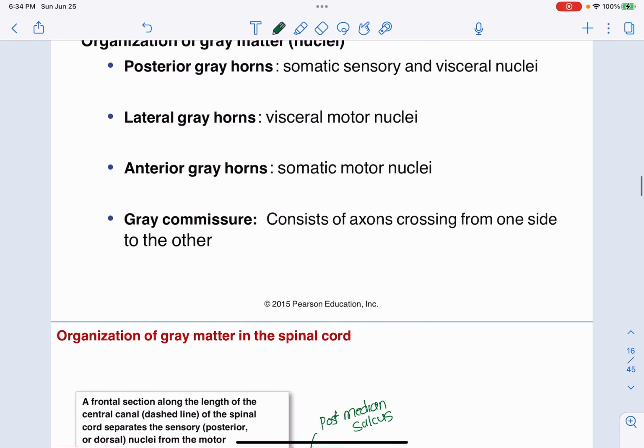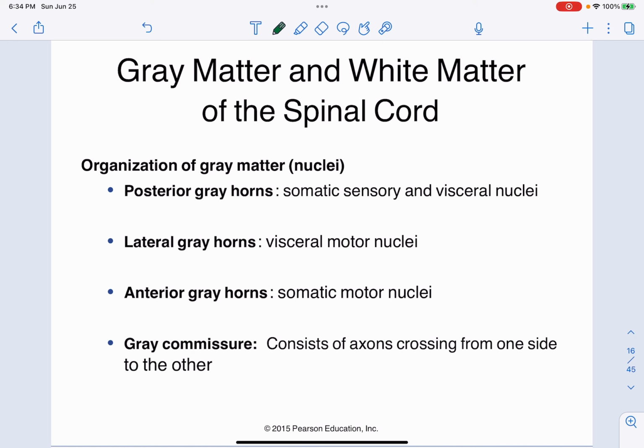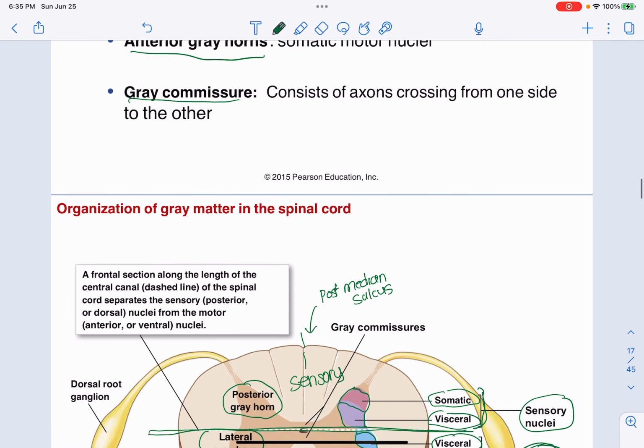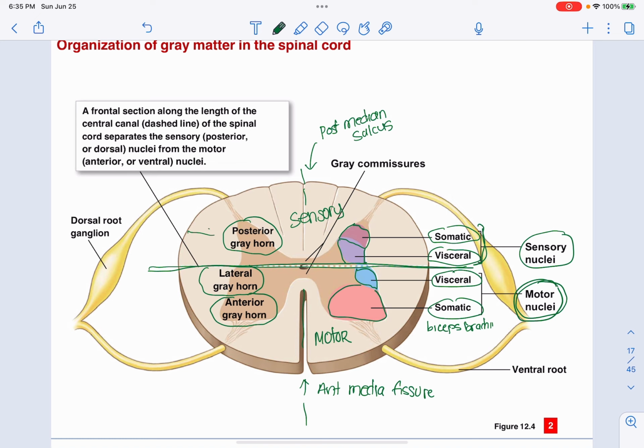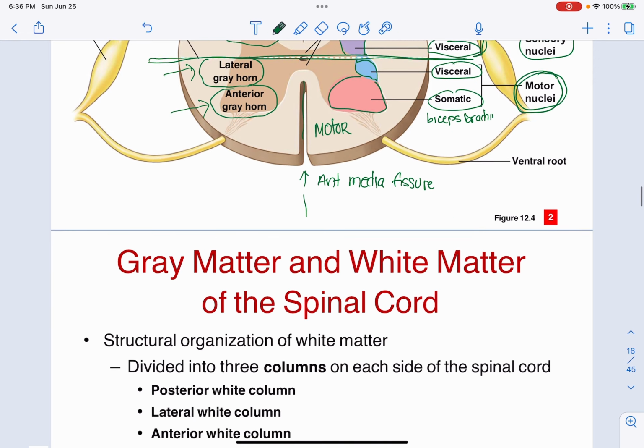So let's take a look back at this slide, and this slide summarizes where those nuclei are located, and it's showing you the organization of gray matter. So the posterior gray horn contains somatic sensory and visceral nuclei. The lateral gray horn contains visceral motor nuclei. The anterior gray horn contains somatic motor nuclei. And then the gray commissure allows communication back and forth from one side to the other. And that is what I outlined here. And it's showing you the posterior gray horn, the lateral gray horn, and the anterior gray horn. Now let's look and see how the white matter is divided.